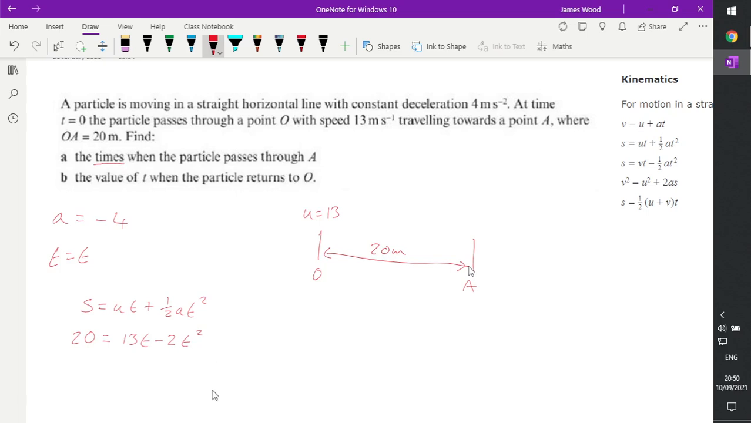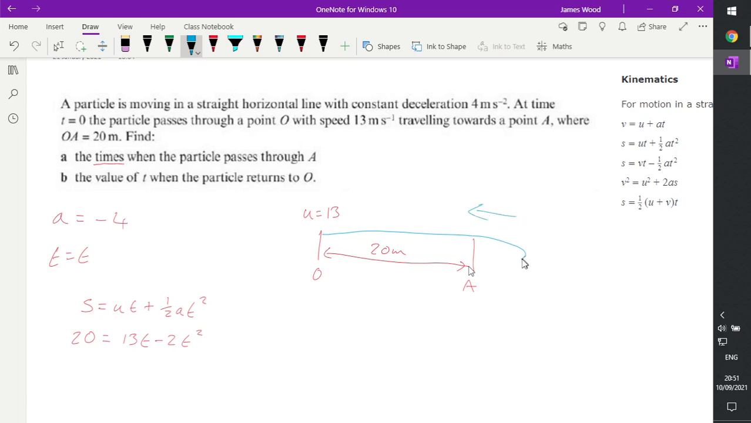Okay. Now, if you look at that equation, that is a quadratic equation. So you would expect it to have possibly two solutions. Hence why we've got times rather than the time. What's going on here? Because it's decelerating, so it shoots off at 13 meters per second, then it gets slower and slower until it reaches 0. But it's still, because the deceleration is basically pulling it that direction.